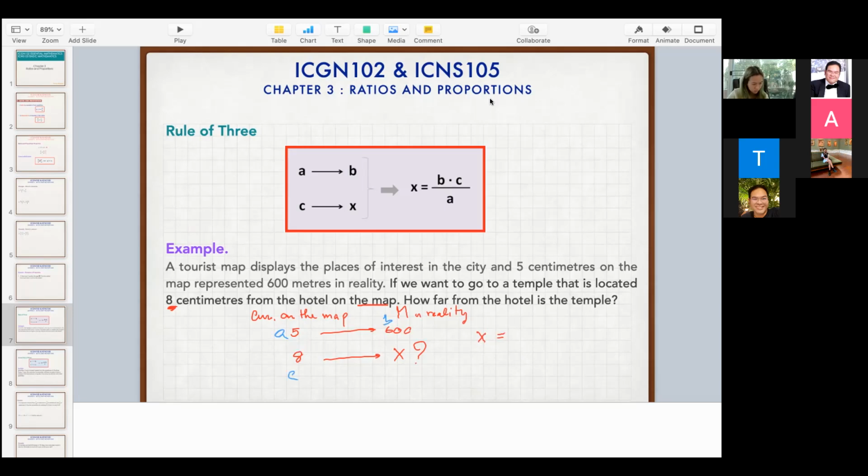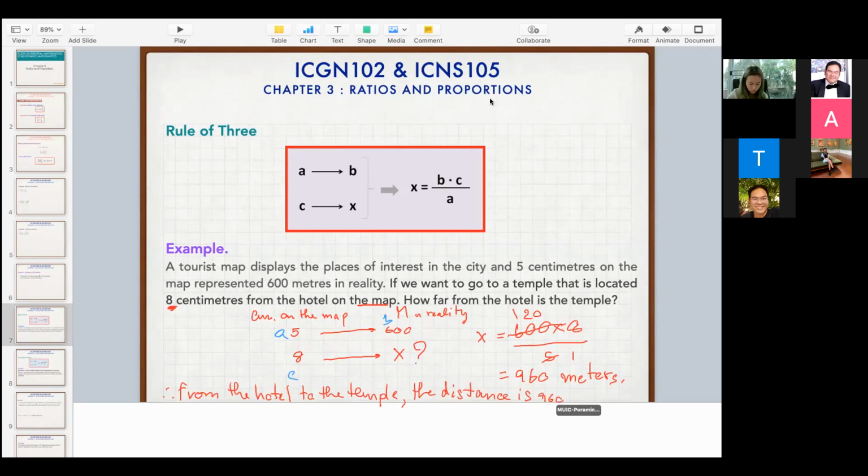X equals B times C over A, that is 600 times 5 over... that is 960 meters in reality from the hotel to the temple. 960 meters, and you can answer. Okay.